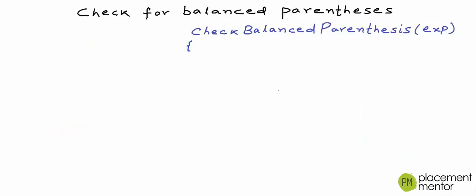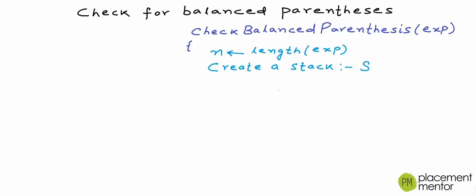I will quickly write pseudocode for this logic. I'm going to write a function named check balanced parenthesis that will take an expression in the form of a string as argument. First of all, I will store the number of characters in the string in a variable, and then I will create a stack of characters. And now I will scan the expression from left to right using a loop.